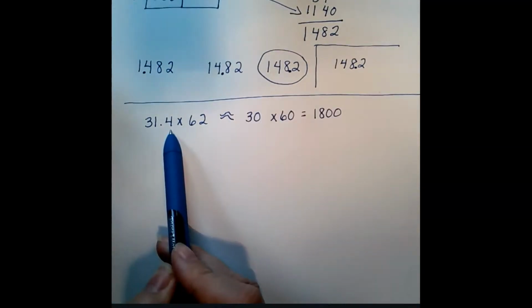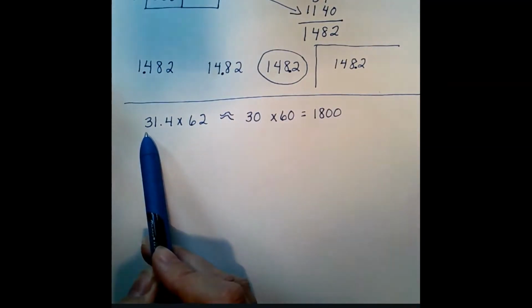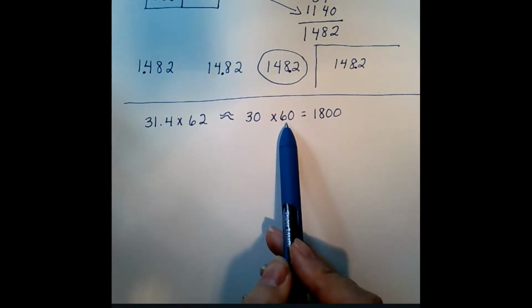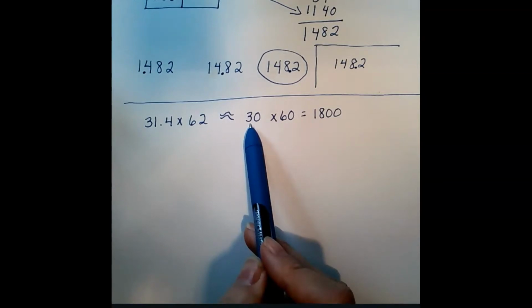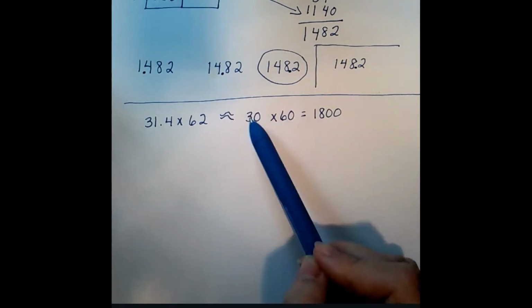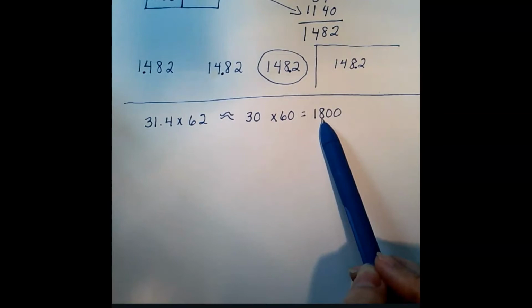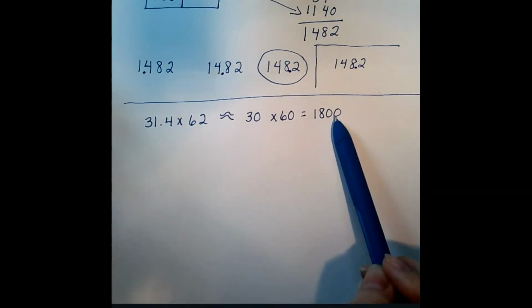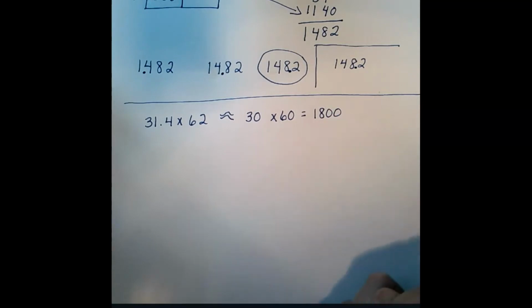31 4/10 is closest to 30, and 62 is close to 60. So my rounding is 30 times 60. 3 times 6 is 18. And there are 2 zeros in my problem, and I added 2 zeros onto the end. So I know my answer should be close to 1,800. But should it be greater than or less than 1,800?